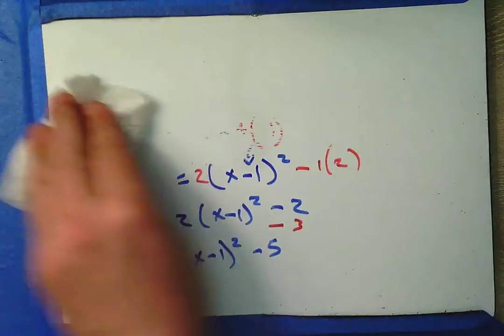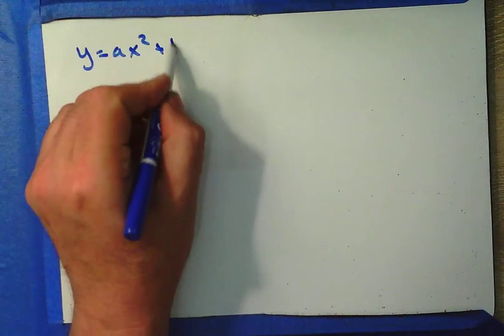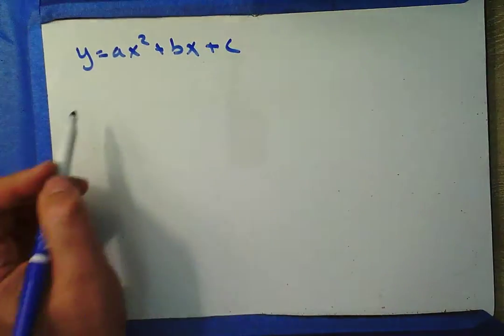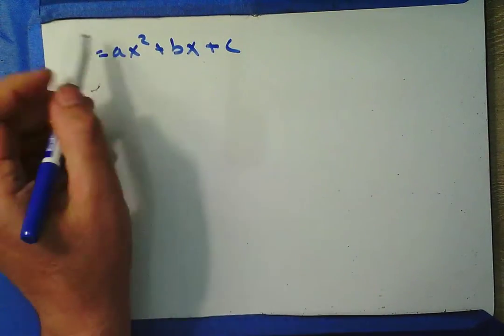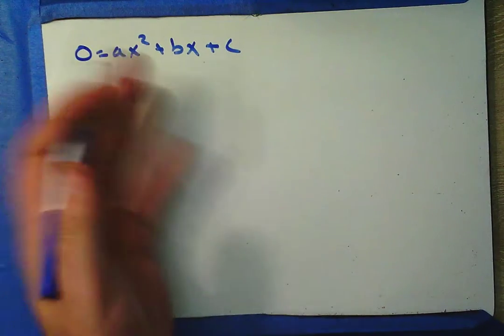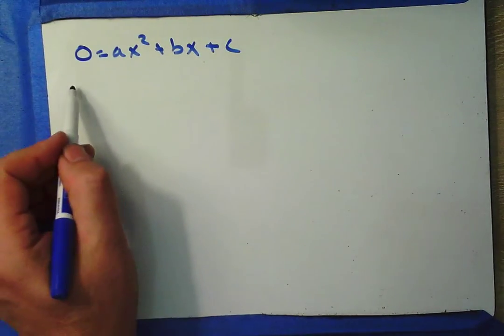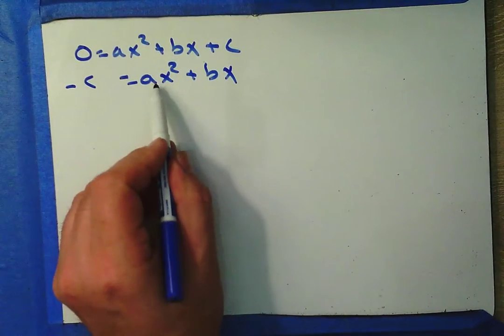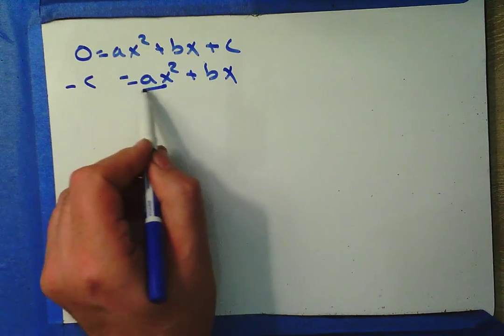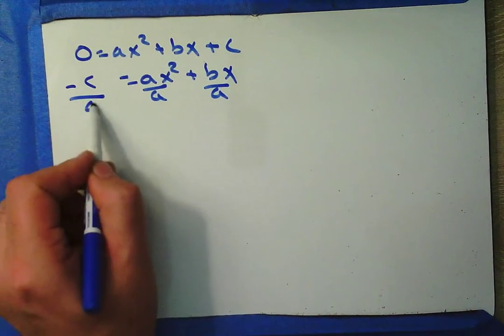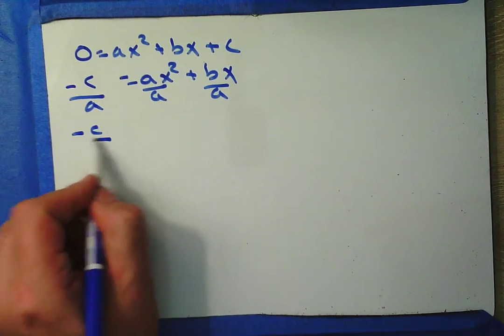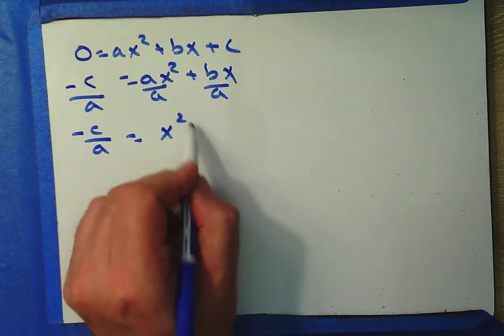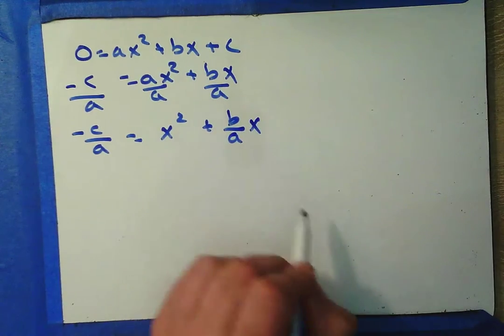Though I would say, as I did before, that out of curiosity, if you started with y equals ax squared plus bx plus c, and you wondered what the x-intercepts will be for this, well, let's do completing the square here. We'll subtract c. And remember, this has to be equal to 1, so I have to divide by a. So now I've got minus c over a equals x squared plus b over a x.